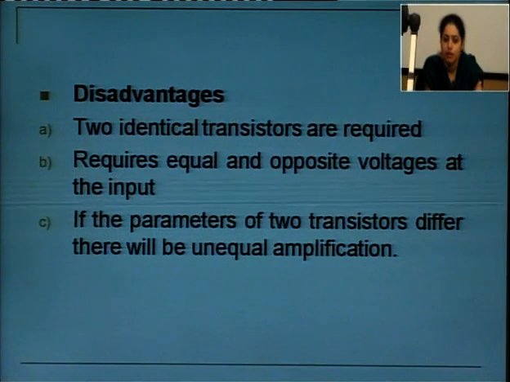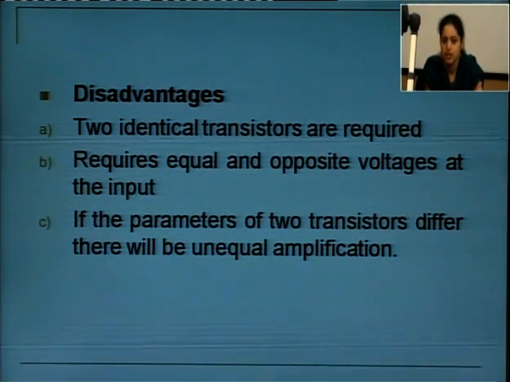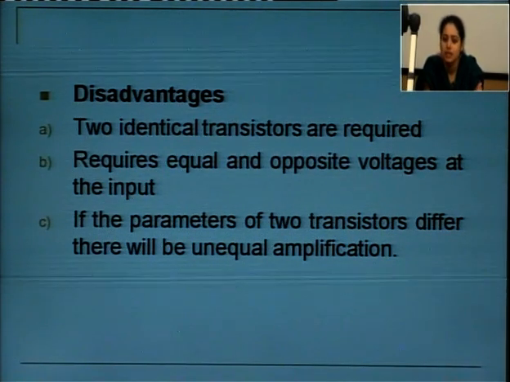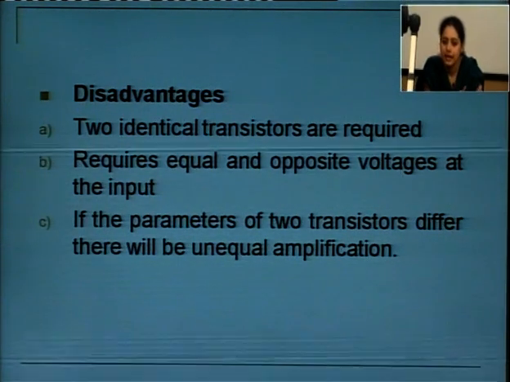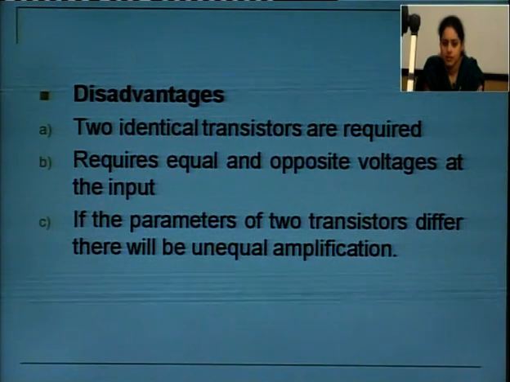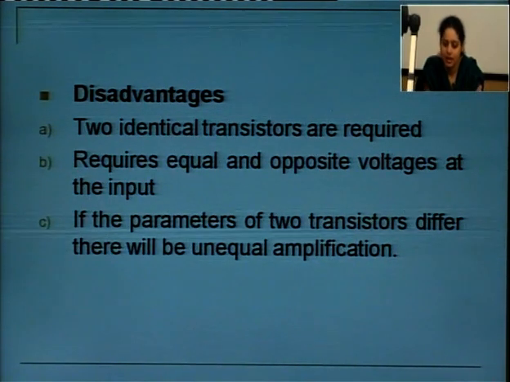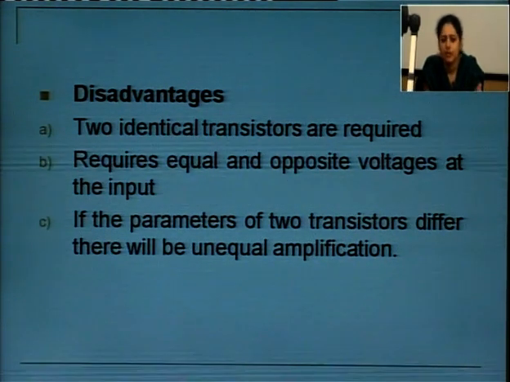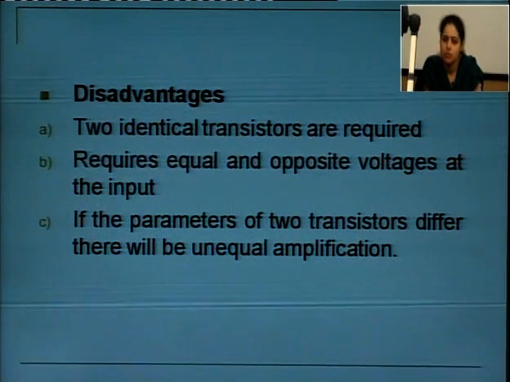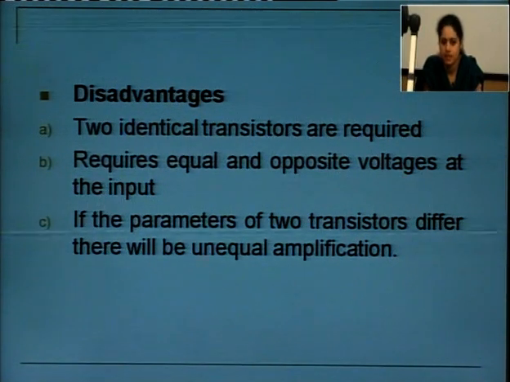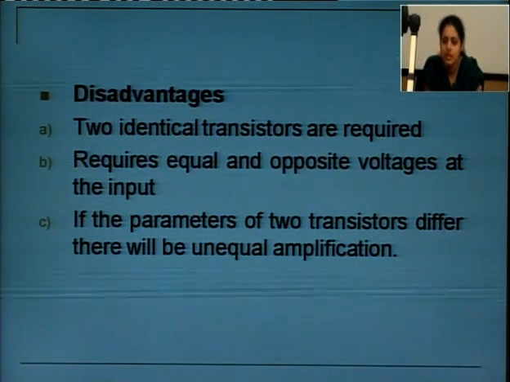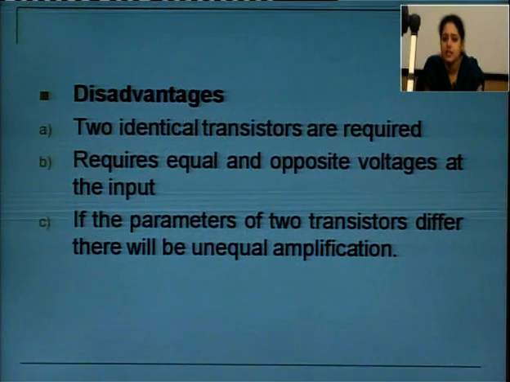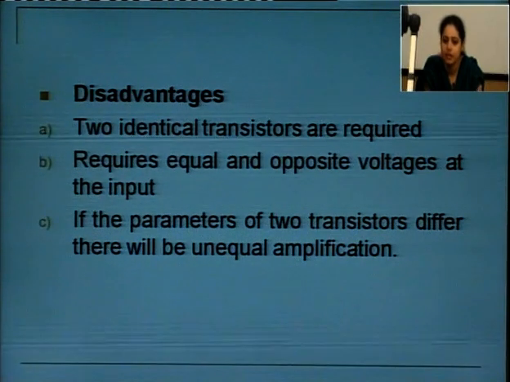In this case, as class B operation is used, the two transistors employed in the push-pull amplifier should be of identical specifications. That is very difficult. From one particular manufacturer you can take two transistors of the same specifications, but in practicality even those same-specification transistors will yield different results that can affect your signal.